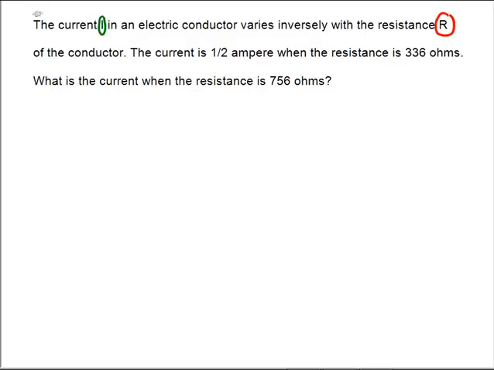Okay, so if something varies inversely with something else, then that means that their product must be a constant. So in other words, I times R must be equal to some constant K. So in this particular problem, we're told that the current of 1/2 ampere is varying inversely with the resistance of 336 ohms. So that means that 1/2 multiplied by 336 is one particular constant.